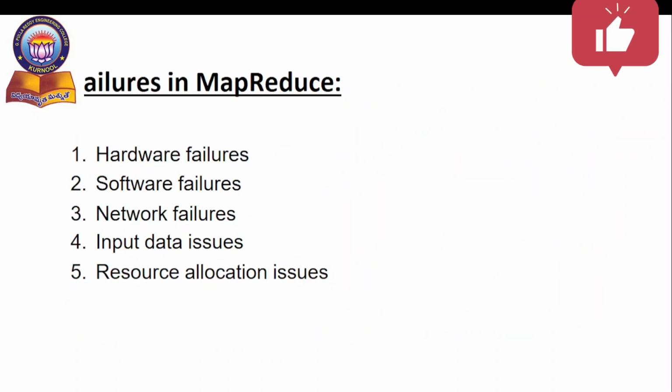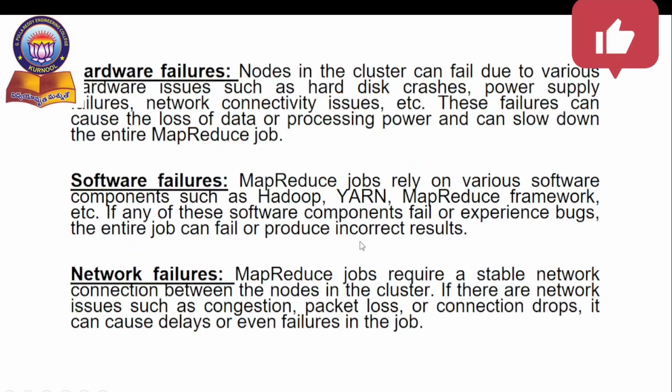Now, what could be the list of failures that may occur in MapReduce? These are hardware failures, software failures, network failures, input data issues and resource allocation issues. These are the possible failures that may occur in a MapReduce job. Now we'll see what exactly each type of failure is.